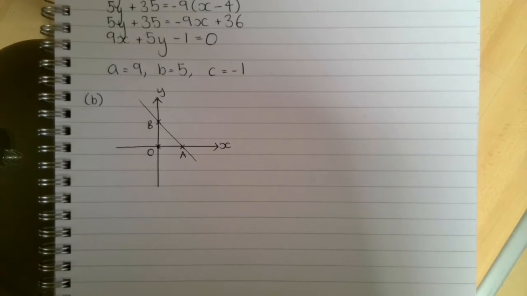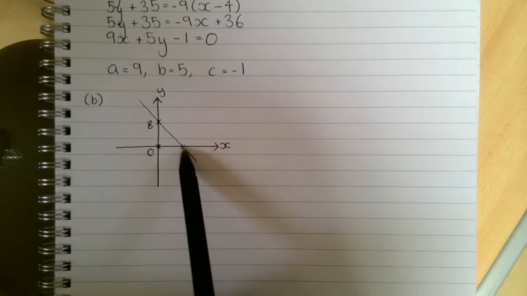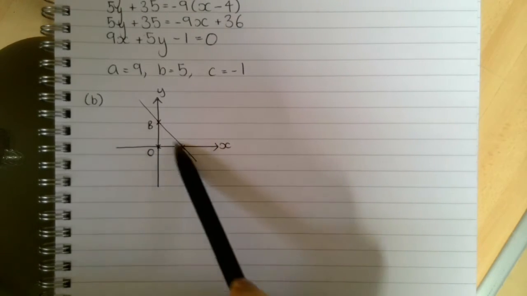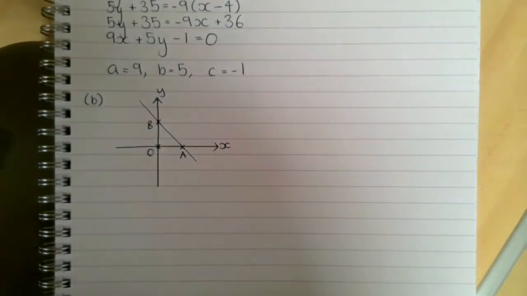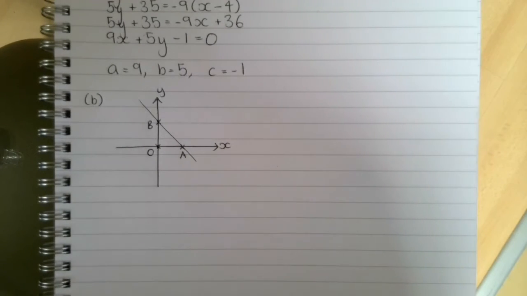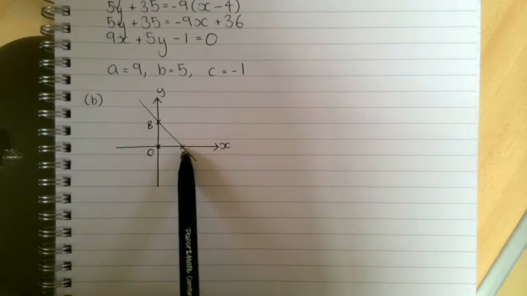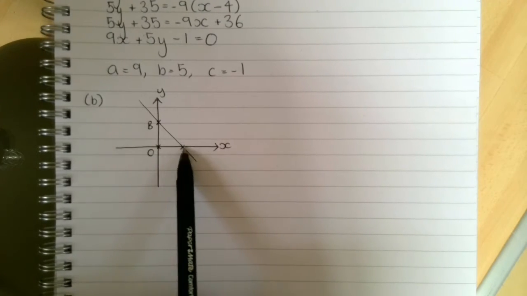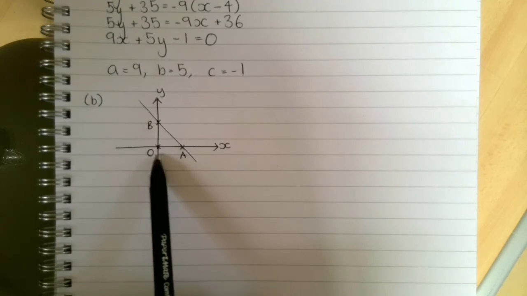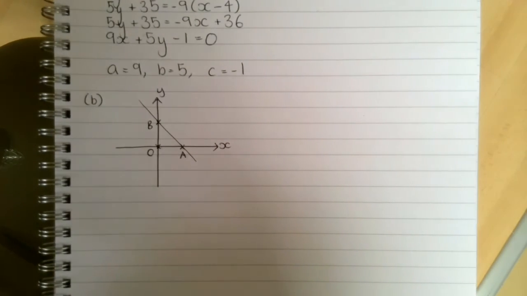For part B, we are asked to find the area of the triangle OAB, where A is the point where the line meets the x-axis, so intersects the x-axis, and where B is the y-intercept. Okay, so I've drawn a little diagram of our line. Rough sketch, might not be accurate, but just to show that if we find the point A, find the point B, we're going to be doing a half times the x-coordinate of A times the y-coordinate of B to find the area of that triangle, because that would be a half times base times height.